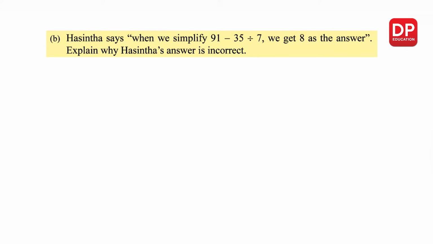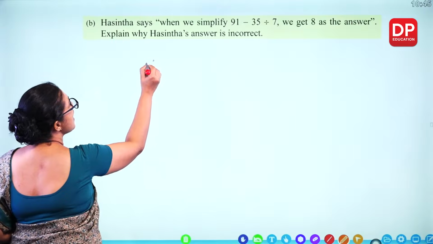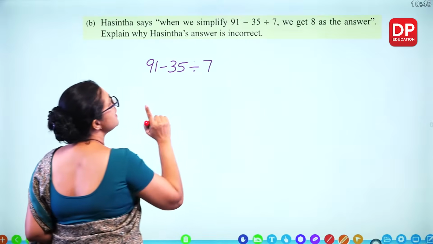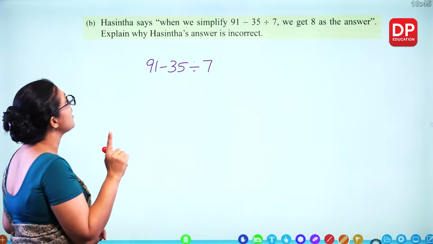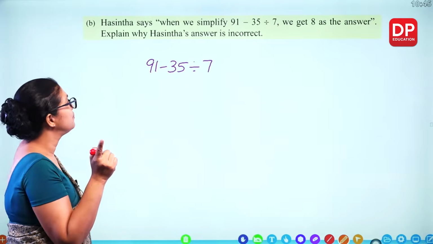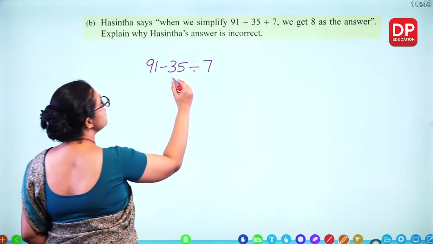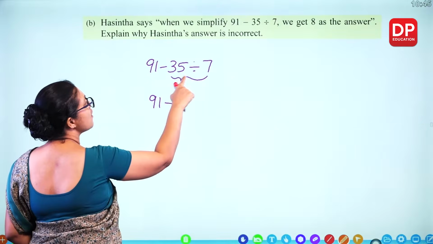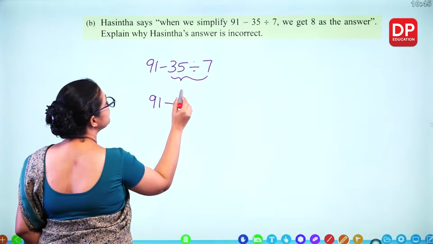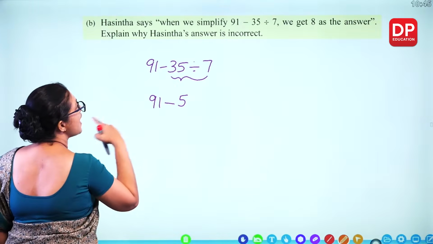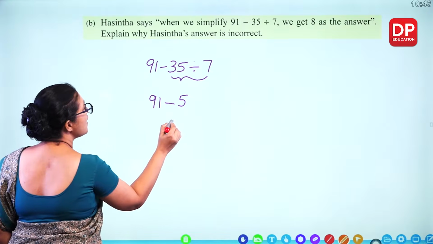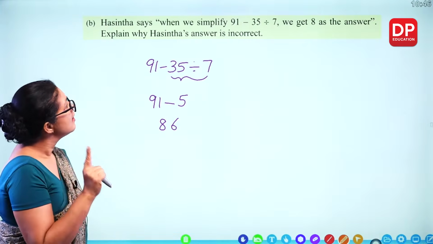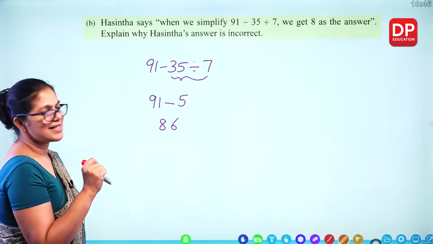This one, Jacinta says when we simplify 91 minus 35 divided by 7, we get 8 as the answer. Explain why Jacinta's answer is incorrect. So this is subtraction and division. You have to do division first. 35 divided by 7, you get 5. 91 minus 5, you get 86. The answer is 86, but Jacinta got 8.